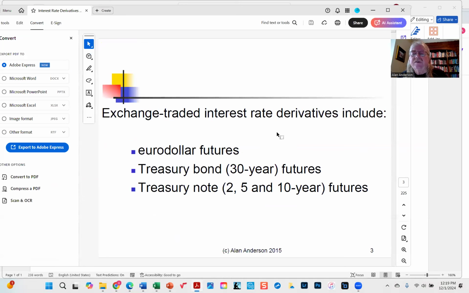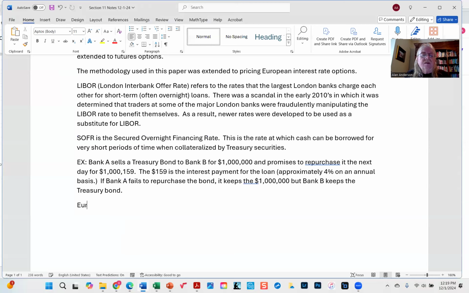So, exchange traded derivatives, and they're expanding this all the time. We have eurodollar futures. That is a hugely important market. A eurodollar, it's a very interesting name. Eurodollars are dollar deposits held outside the United States. Typically London. London is the center of this market.